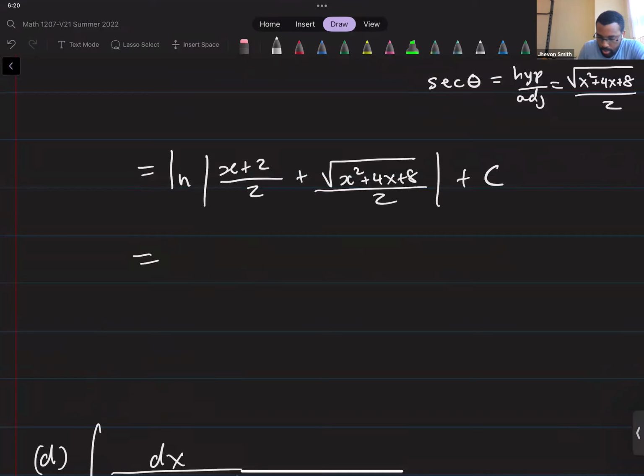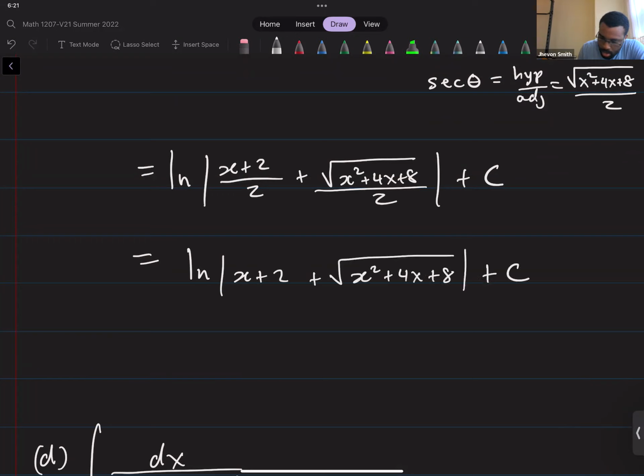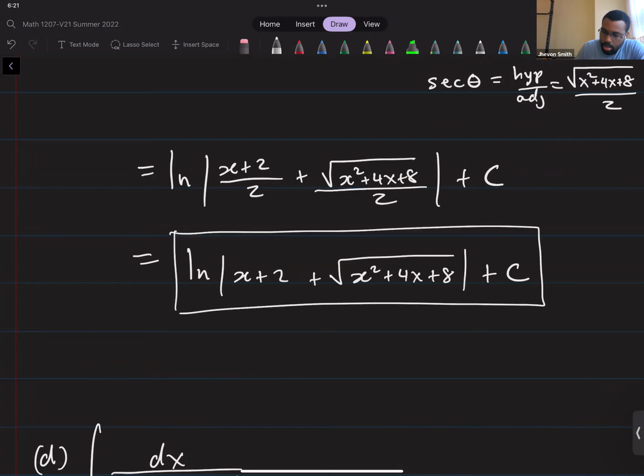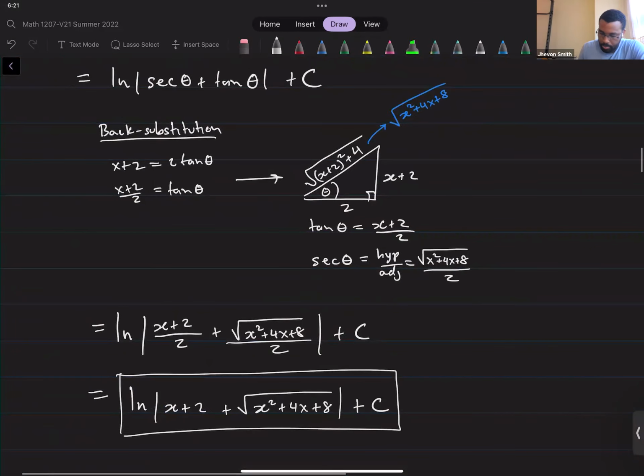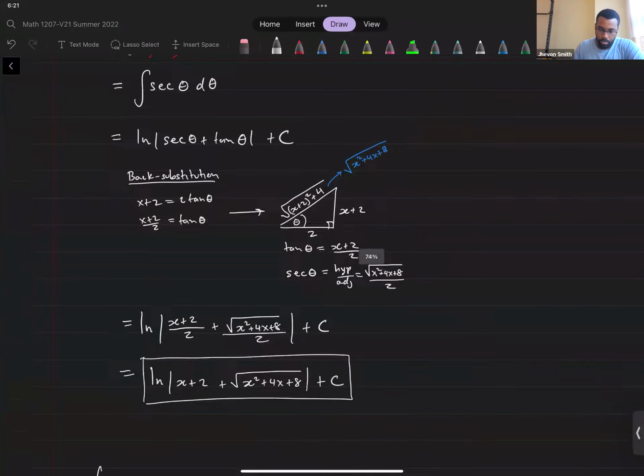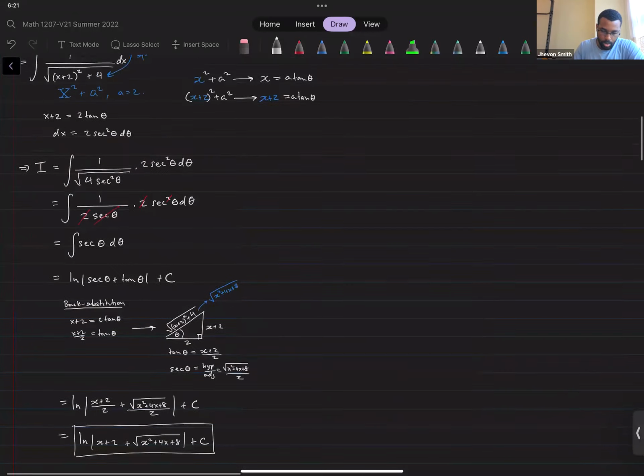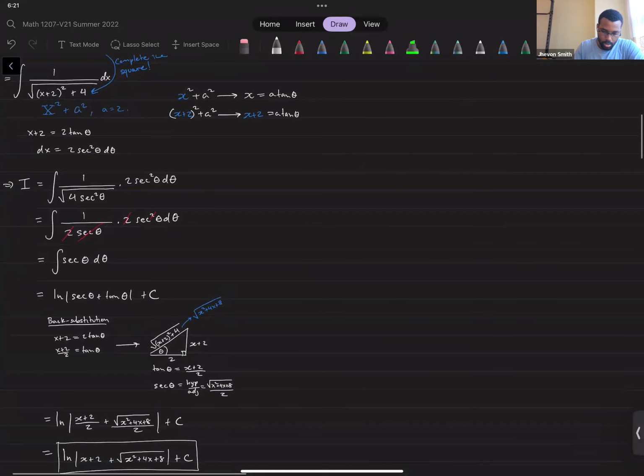which you can actually simplify a little bit just to make it look nicer. x plus 2, right like that. That's our integral. Any questions here?